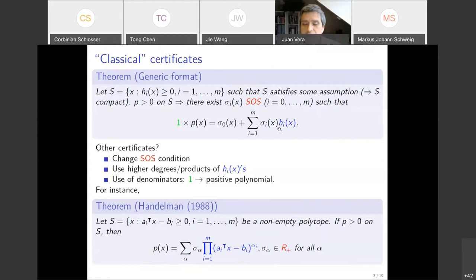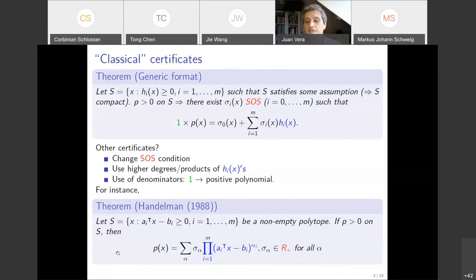And then, for instance, we have the theorem of Handelman, which is for polytopes. So we have a polytope here, defined by linear inequalities, compact and non-empty. Then a polynomial that is positive on this polytope can be written as a sum of this type, where the sigmas are asked to be only non-negative constants, non-negative reals. And here I have multiplications of the h, multiplications of the polynomials defining my region. So we change the SOS condition by just a non-negative scalar, and we use products of the defining polynomials, and we are not using a denominator here.